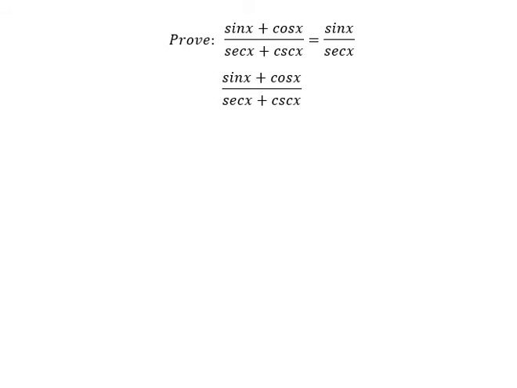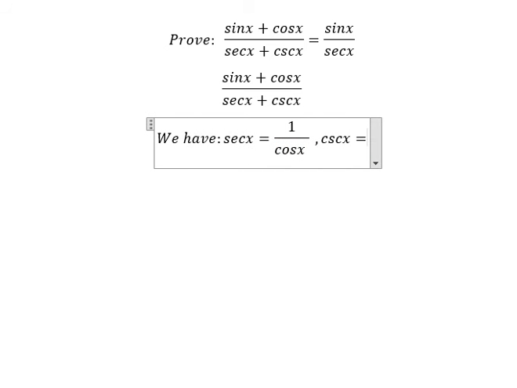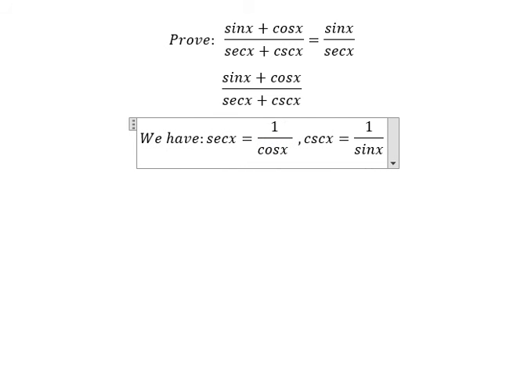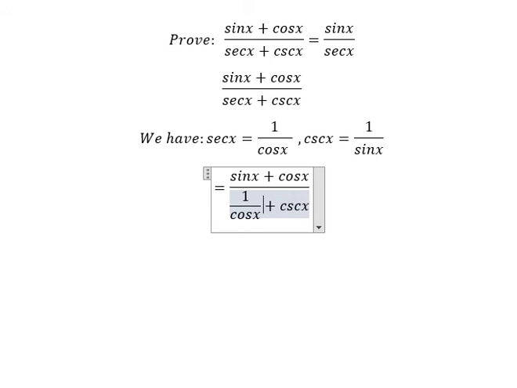We know that secant of x is 1 over cosine x and cosecant of x is 1 over sine x. So for this one we have like this. Secant of x we change to 1 over cosine x. This one we change to 1 over sine x.